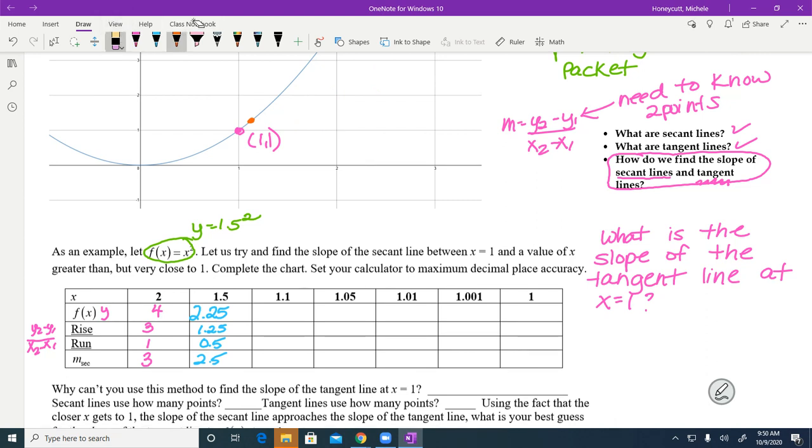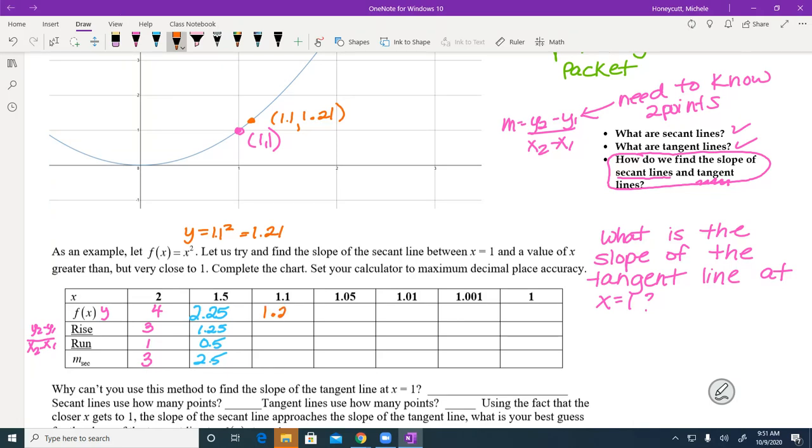So now we're going to move even closer to the point where we're trying to get our tangent line and just make a secant line between those 2 points that are really close together. So when x is 1.1, I'll use my formula again to find the y. y is 1.1 squared, and 1.1 squared is 1.21. So this point is at (1.1, 1.21). Now I'll complete my chart.